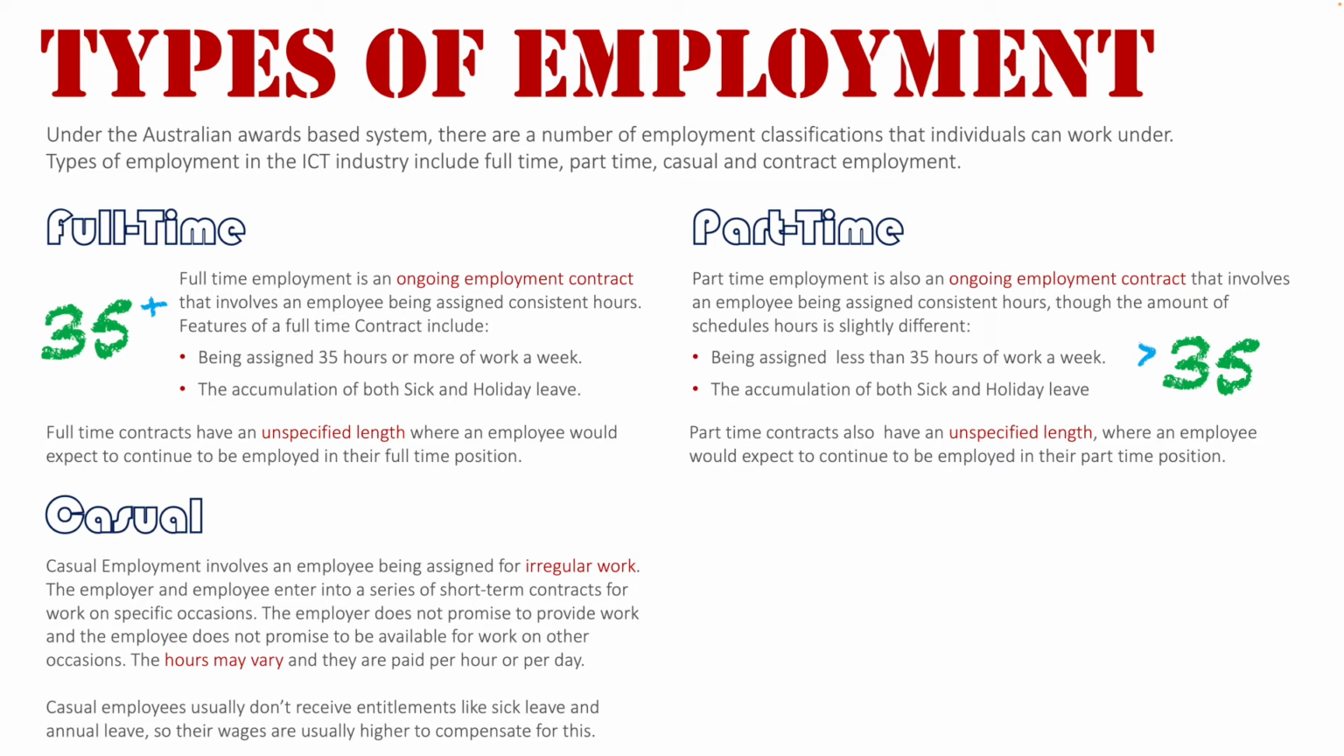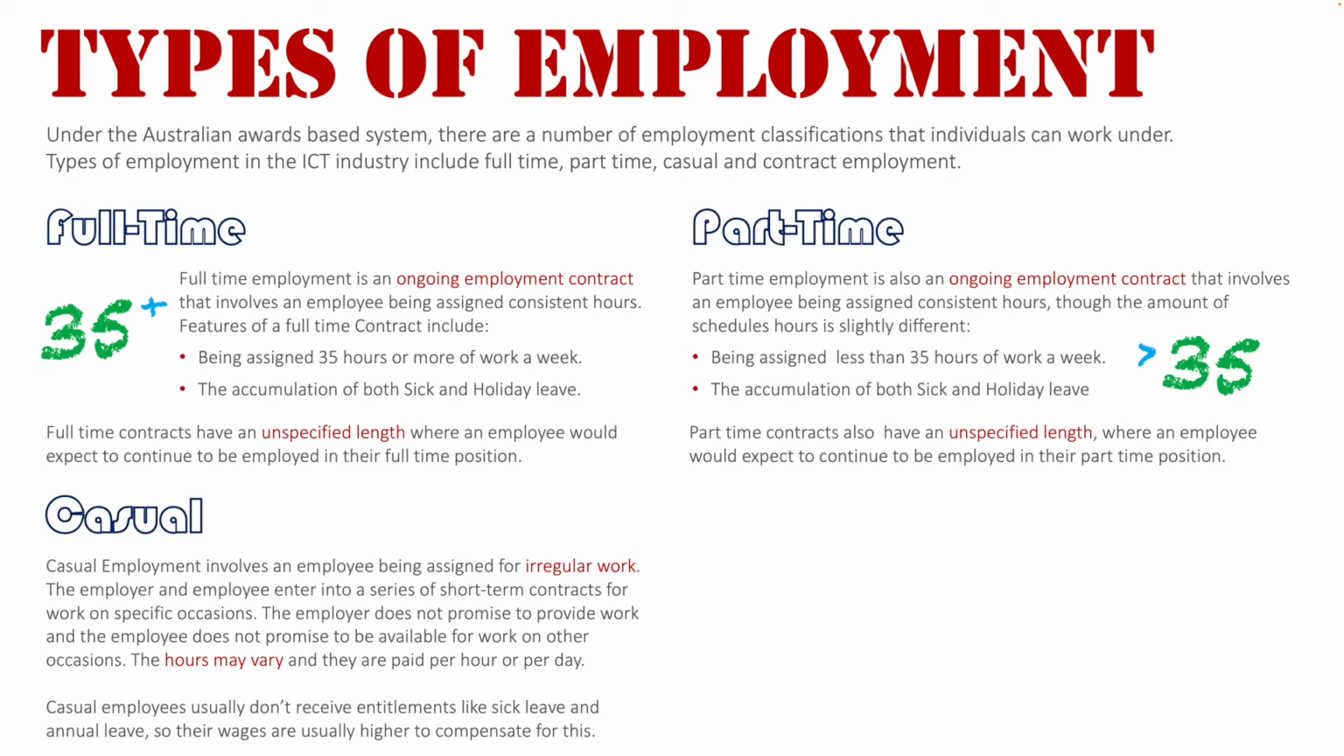Now, this involves an employee being assigned irregular work, which means that they enter into a series of short-term contracts of work on a series of occasions. So this might even be day to day. The employer does not promise specific work to the casual staff, and the casual staff don't have to say yes to all the hours they're being offered. So there is flexibility on both ends. As a result, the hours might vary and their pay will vary week to week. It is inconsistent work.